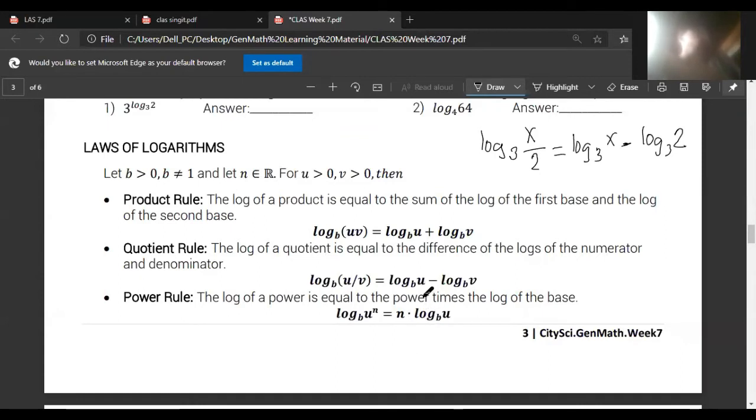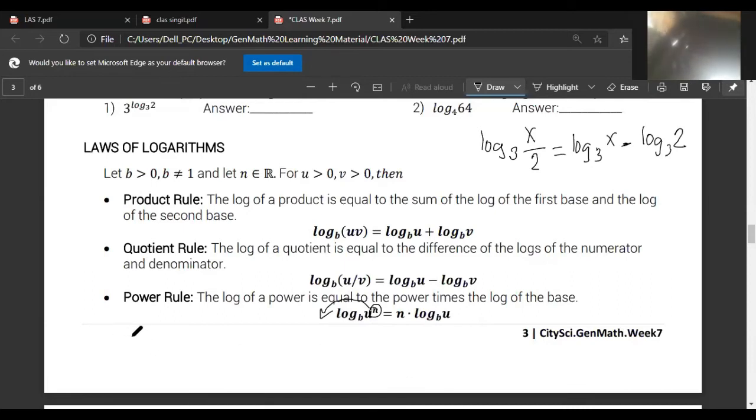Bago ako mag-ask ng questions, pag natapos ko na lang siguro yung laws of logarithm. Power rule: the logarithm of the power is equal to the power times the logarithm of the base. This is very easy, the easiest rule to remember. Ang gagawin lang natin kapag may exponent yung nilologarithm natin, ibababa lang natin siya. So, yung n dito, lalagay natin sa unahan. Kaya ang logarithm of u raised to n with the base b ay magiging n times logarithm of u to the base b.